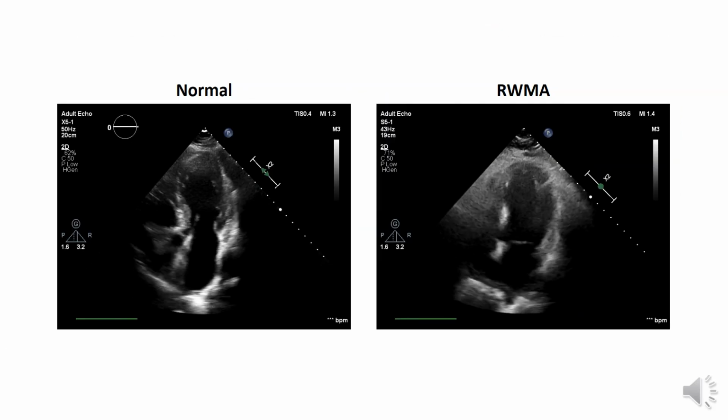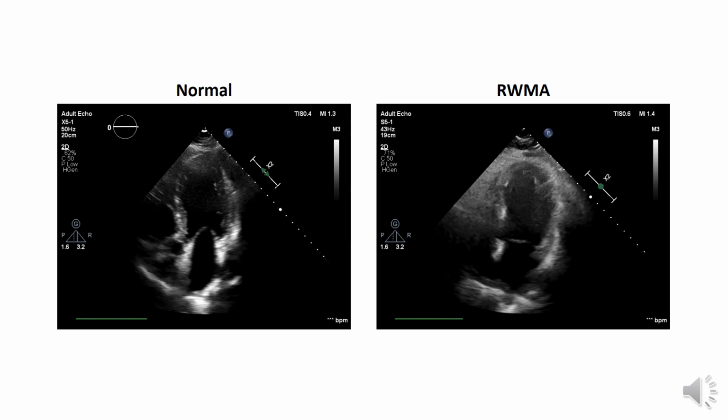Here is an example of what we have discussed. Here is a normal patient. We have septum, apex, and lateral wall contracting well. And this patient, coming with severe chest pain, has, as we appreciate here, the apex and the apical part of the septum hypokinetic or almost akinetic in comparison with the rest of the walls.